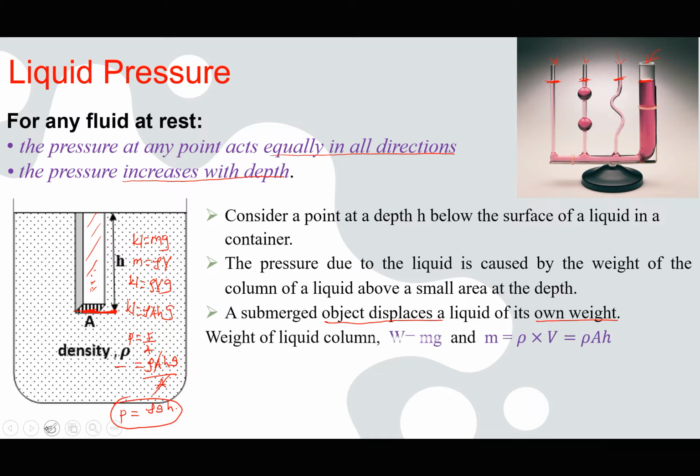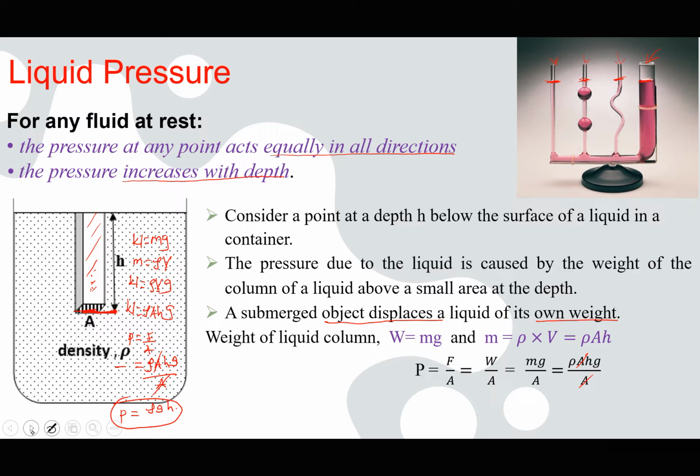And the weight of the liquid column which is displaced is going to be mg. And of course, we know mass is density times volume, but the volume of the object is the same as the volume of the liquid displaced, which will be the cross-sectional area of the object times the height of the object, or times the depth. So if we use the definition of pressure as force over area, the force is going to be the weight of the liquid displaced, or the weight of the liquid column, then divide by the area. So we just substitute and the area cancels out.